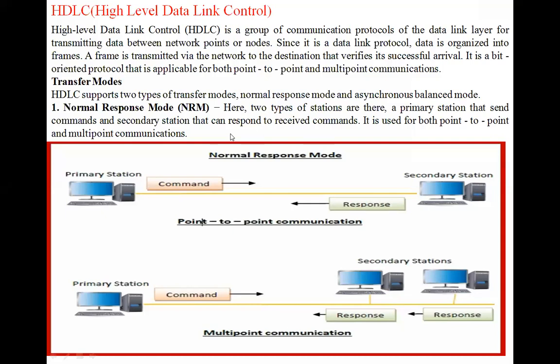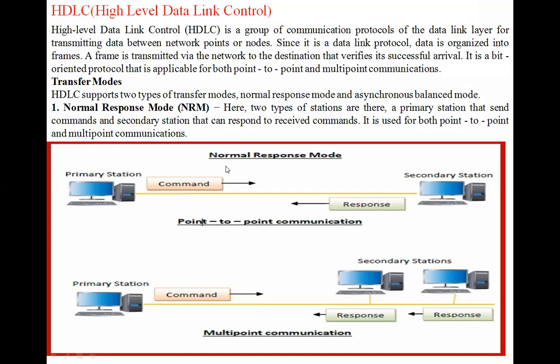High-level Data Link Control is going to have a group of communication protocols, and these communication protocols operate between two nodes or multiple nodes, from one node to other nodes. It is mainly used for point to point communication and point to multi-point communication.